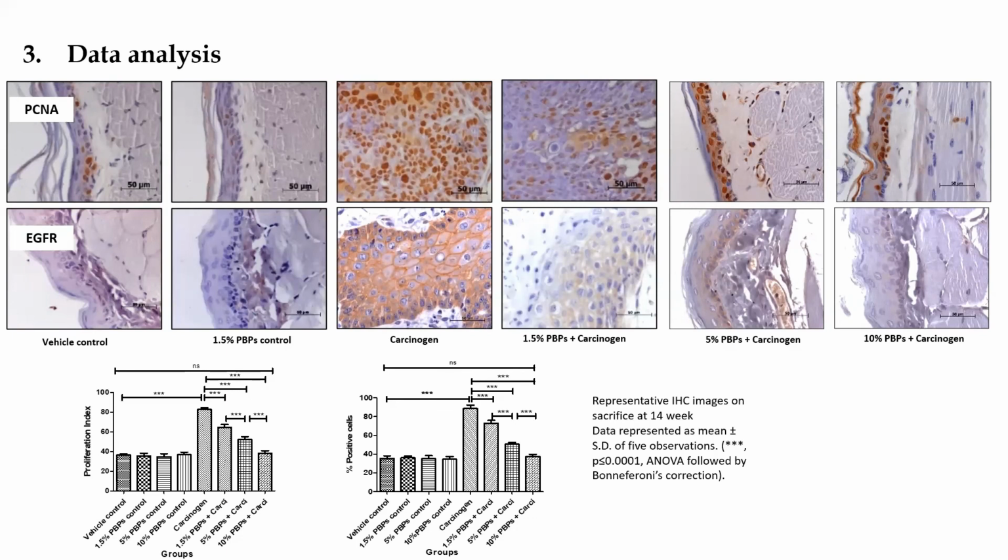Okay. So here you used 5% PBS with carcinogen and 10% PBS with carcinogen. So what difference did you find between the 5% and 10% in PCNA and EGFR? Can you elaborate just a bit about this?